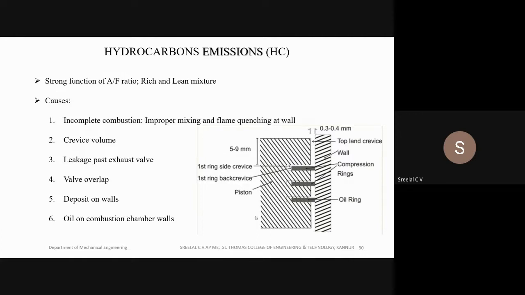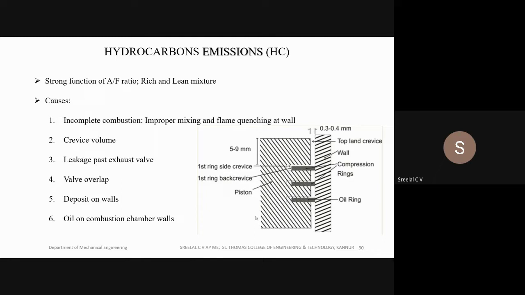Air fuel ratio. Okay, so the thing is that, as we discussed, stoichiometry: how much quantity of fuel is there, that much air is there. Okay, so if we take the rich mixture, what does it mean? The fuel will be more than air. Okay, so what happens? That particular hydrocarbon fuel taken for the combustion will not get that much oxygen.